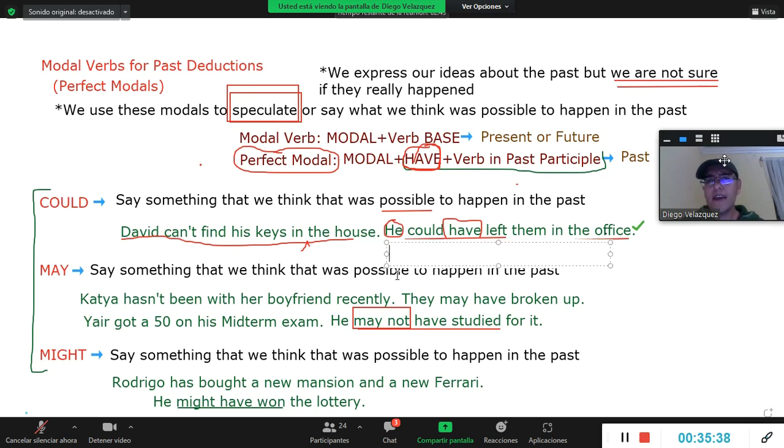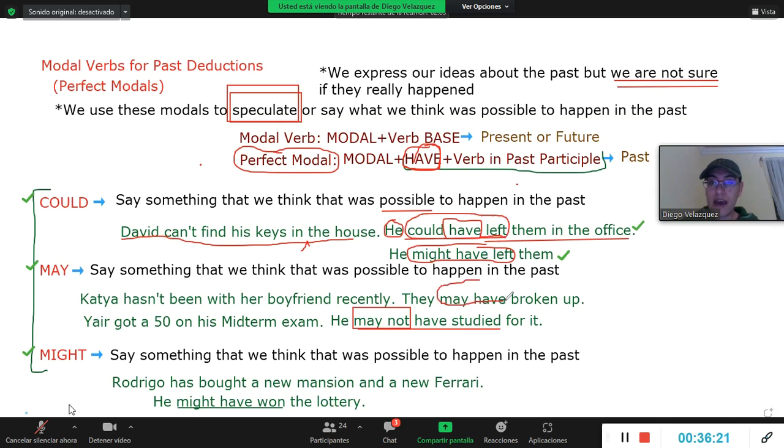I can also say, guys, he could have left them. He might have left them. He may have left them. And there is no problem, okay, my friends? In the end, for native speakers, they don't really make a real difference with could, may, and might, okay? So you can use one or the other with no real difference in meaning. The only point is that we need to keep this structure present because all of this structure is necessary to speak of possibilities in the past, okay, my friends?